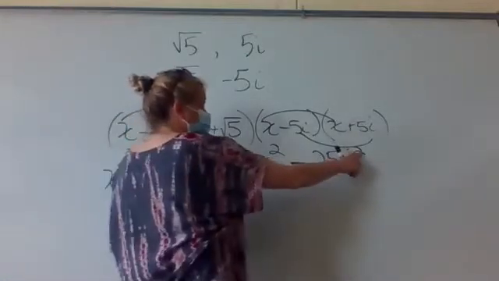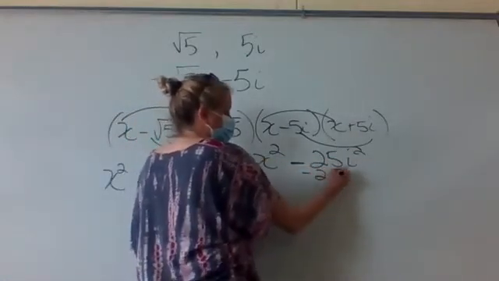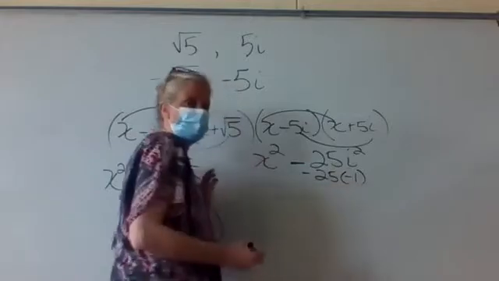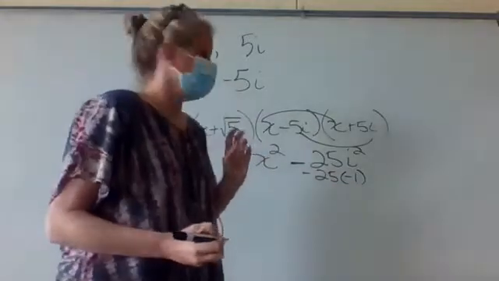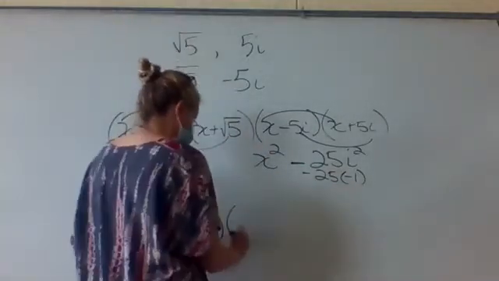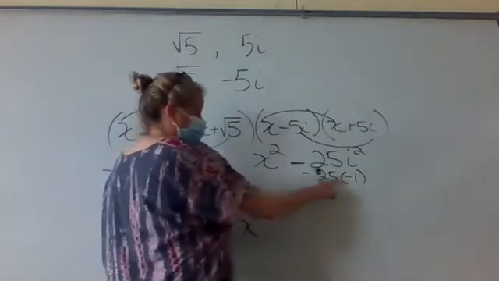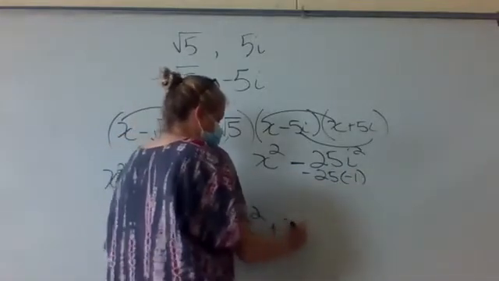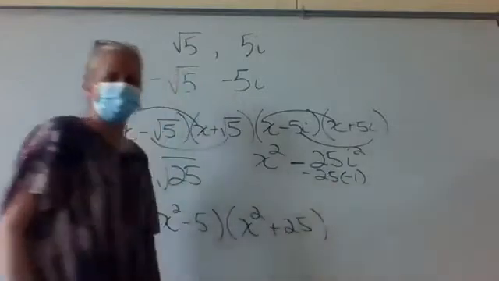But what is i squared equal to? Since it's equal to negative 1, this really says x squared. Negative 25 times negative 1 actually turns it into positive 25.